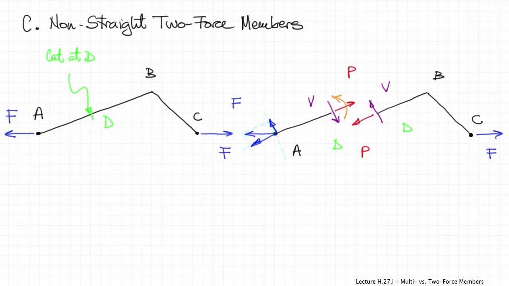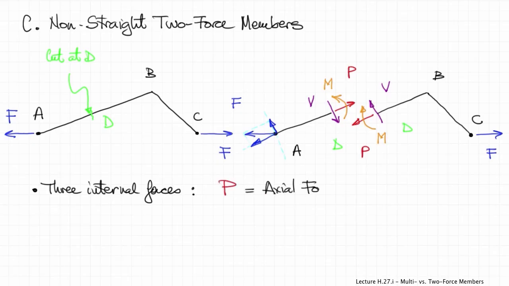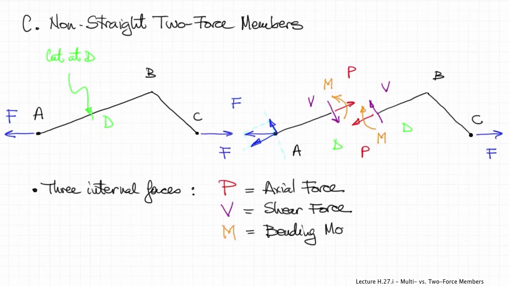So that looks like a shear force. And now we have a couple made by the component and V, so then we have to add a moment as well. So there is a major difference, as you can see, between a straight and a non-straight two-force member. The former has only axial force inside the member. The non-straight member has all three internal forces: an axial force, P, a shear force, V, and the bending moment, M.